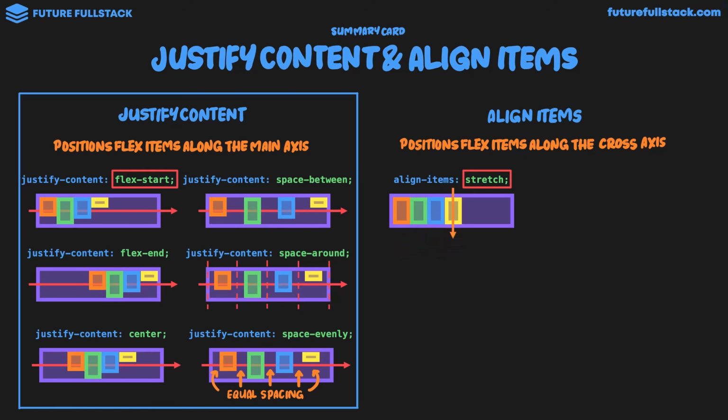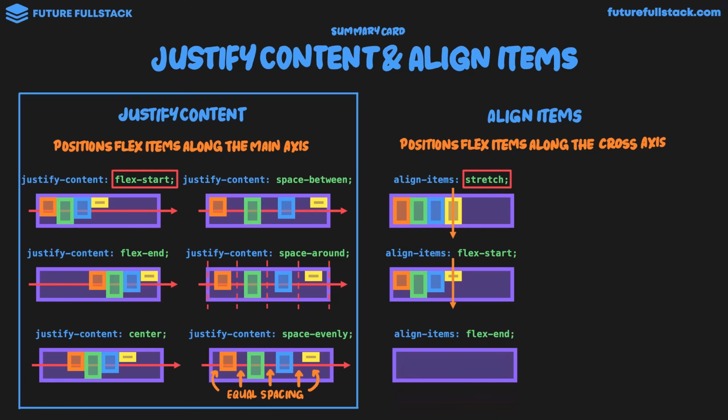The next value was flex start. We have our flex container, our main axis running left to right, our cross-axis running top to bottom, and our flex items are now positioned at the start of the cross-axis, that is, at the top. The next value was flex end. We have our container, our main axis left to right, our cross-axis top to bottom, which means that our flex items are now positioned at the end of the cross-axis, that is, at the bottom.